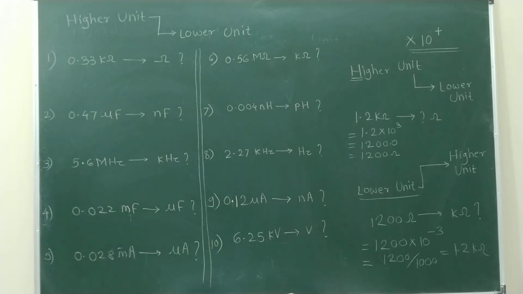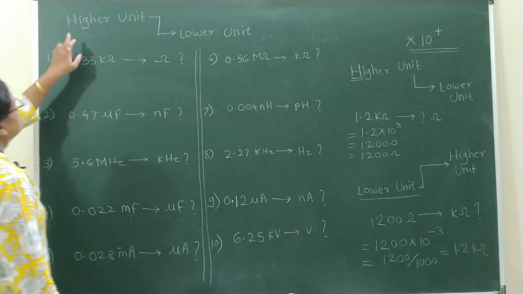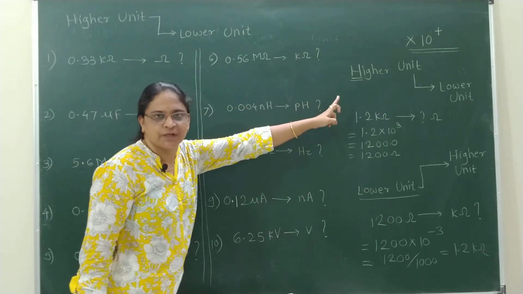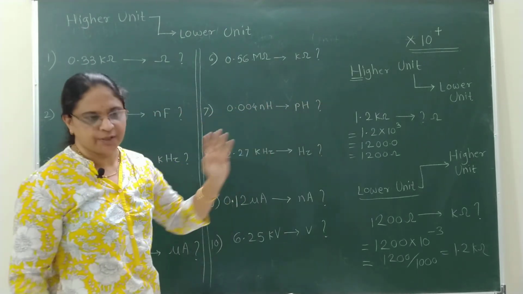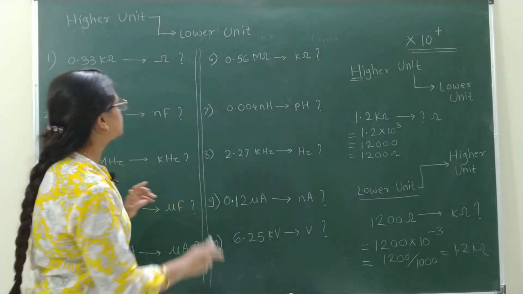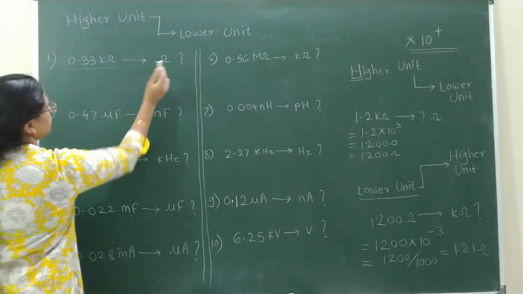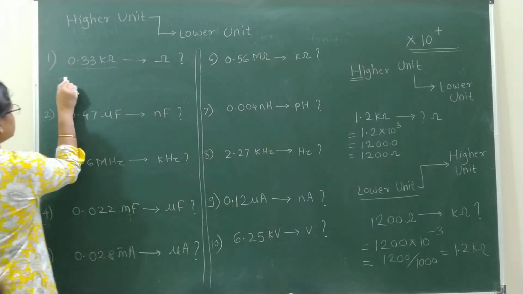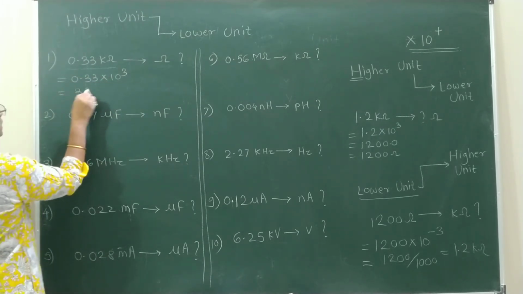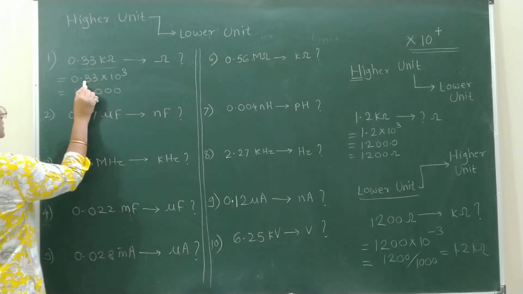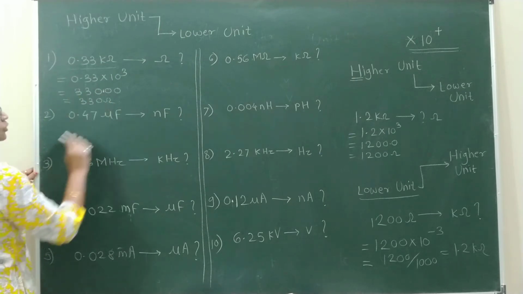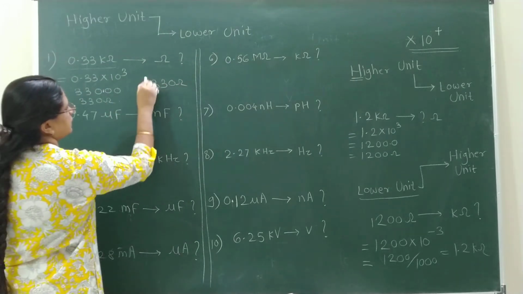Here are few examples that we have to practice. Higher unit to lower unit, multiply given quantity by positive power of 10. Always remember, higher unit to lower unit, decimal point has to be shifted towards right. So 0.33 kilo ohm is to be converted into ohm. So that means 0.33 into 10 raised to 3. It becomes 33 and 3 zeros. Adjust decimal digit, here it shows 330 ohm. So answer is 330 ohm.